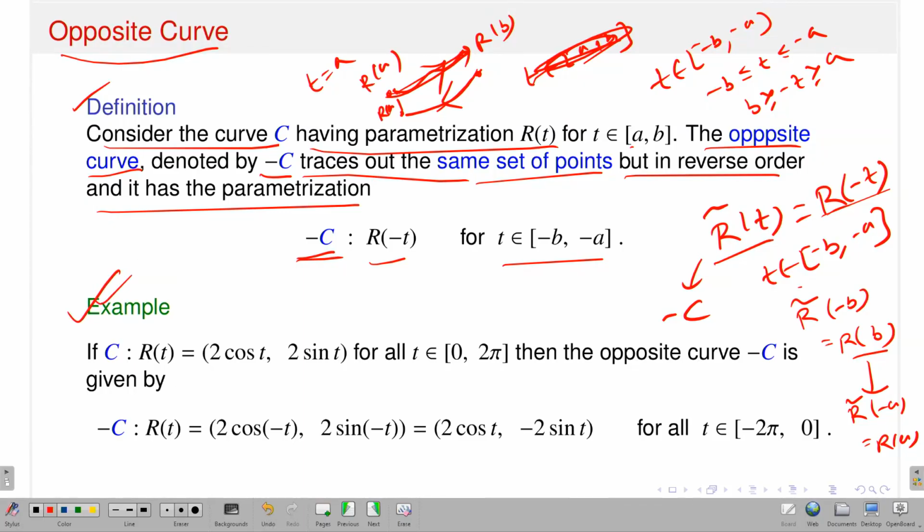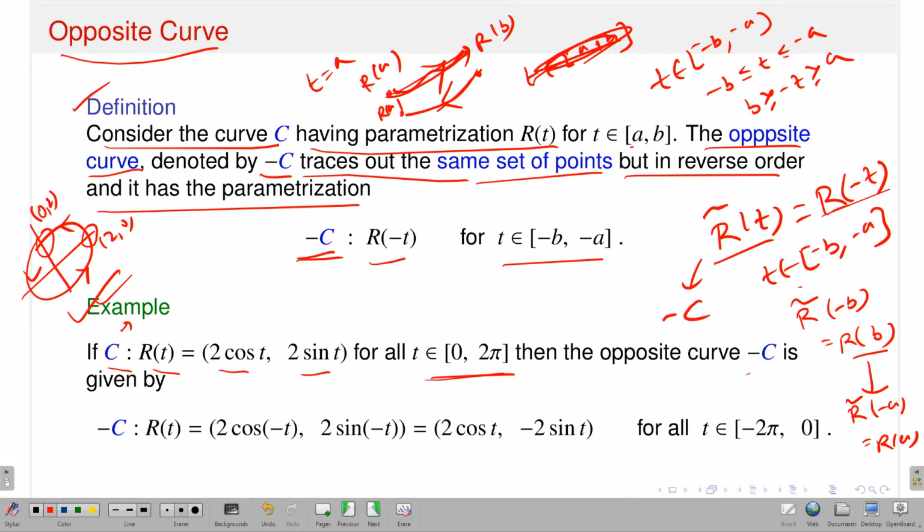For example, take a circle of radius 2 in the 2-dimensional plane. This is C, where R of T is 2 cos T, 2 sin T, and T runs from 0 to 2 pi. That means it will be a circle of radius 2. So, this is the point (2, 0). As I said, T runs from 0 to 2 pi, so at T equal to 0, it will give you (2, 0), and then it will give you some natural orientation. At T equal to pi by 2, it will give you the point (0, 2). So, I am actually going in this direction. That is the natural orientation of C.